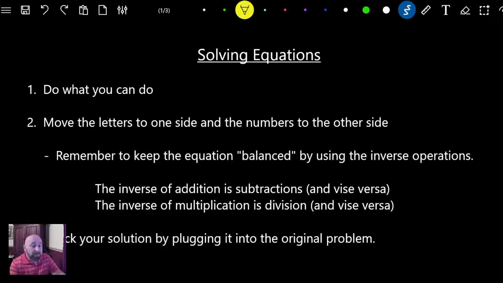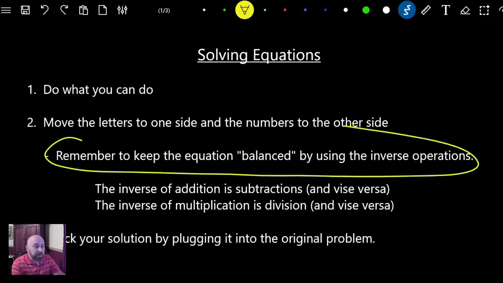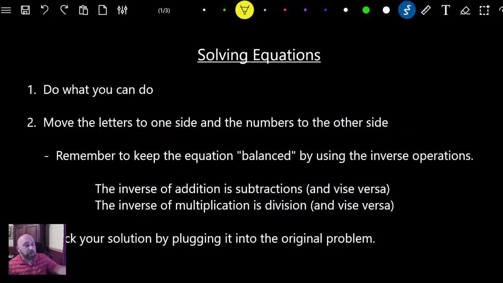Well, we have some things that we need to keep in perspective as we're doing that. How are we going to do that? Are we just going to start moving letters to the other side? No. Don't start moving letters randomly, okay? Notice here, it says, remember to keep the equation balanced by using the inverse operation. What does that mean? Well, let's first of all talk about balance.